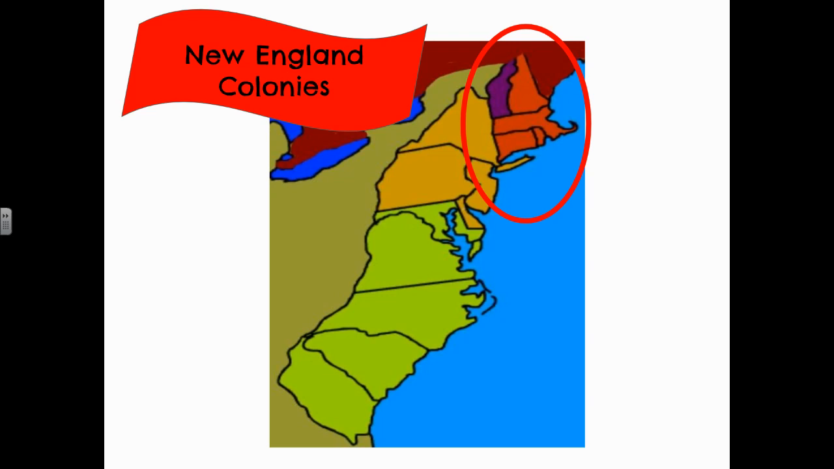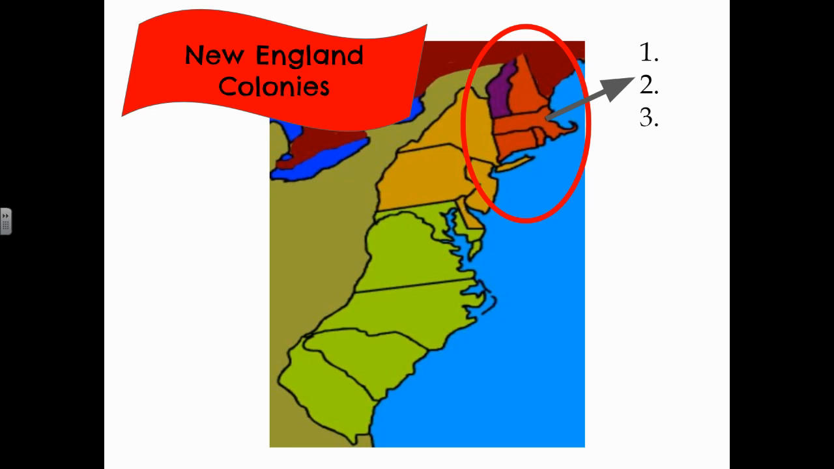So we are going to start with the New England colonies, and we're going to start with why these colonies were formed in the first place. And there's actually three reasons. There's actually four colonies total, but there's three reasons why the New England colonies were formed. And you're going to be expected to memorize these three reasons.